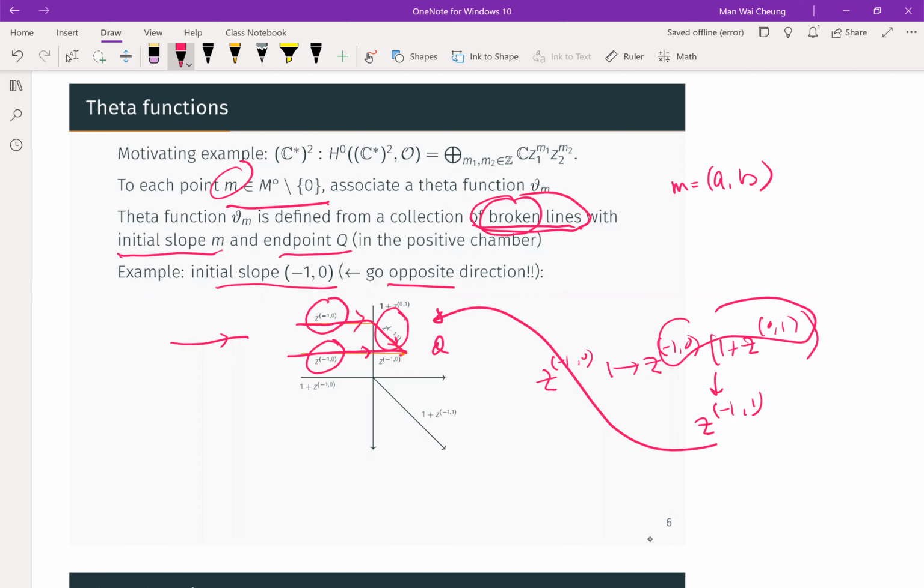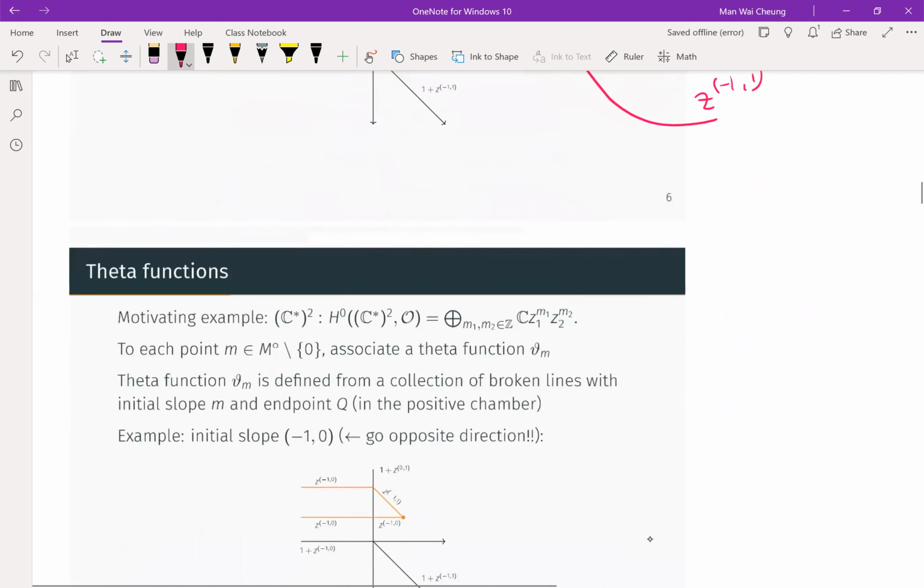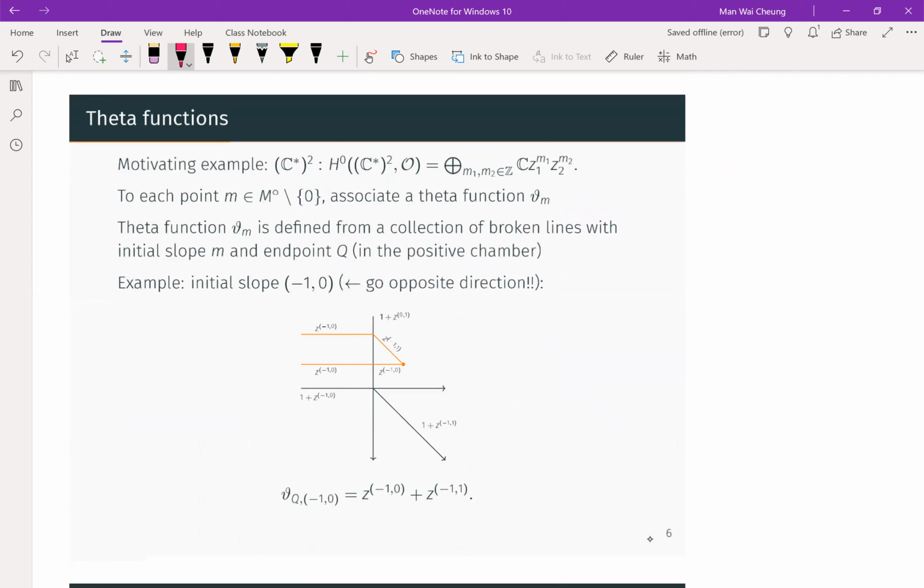So these are the two open lines you have, and we can try all the combinatorics. This is the only possible open line we can have with this given initial slope and this given fixed point Q. So this is our Phasor function. We define it as summing up all the final monomials we can obtain from this version of open line. So you can see it's -1, 0 and -1, 1.